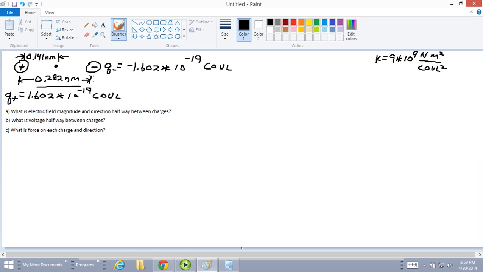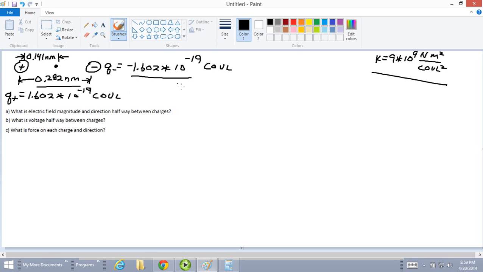This is simple electrostatics. The charges, this is rock salt. The charge on the positive ion is one electronic charge, and the charge on the negative ion is negative the electronic charge. And the constant K for Coulomb's law is that.